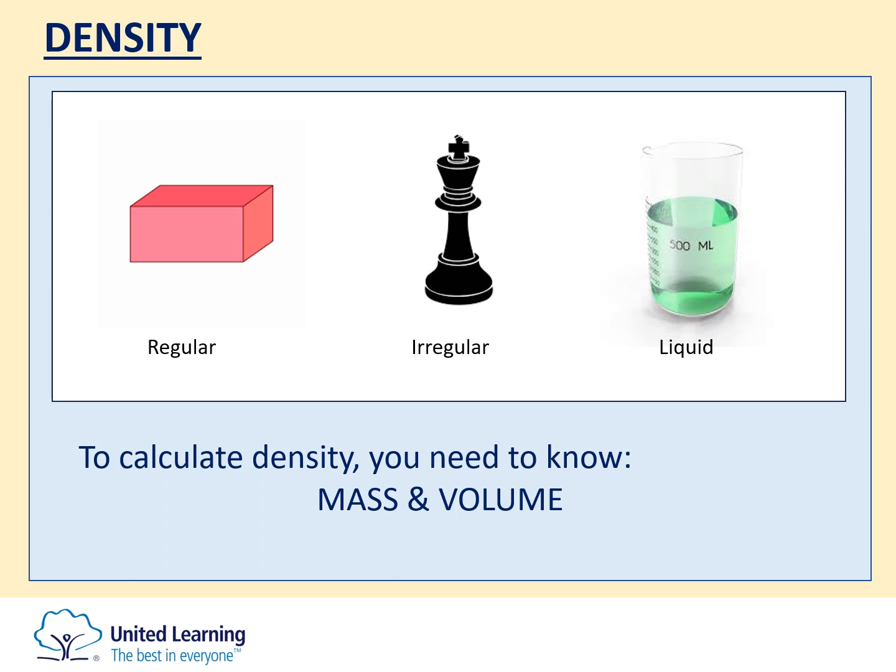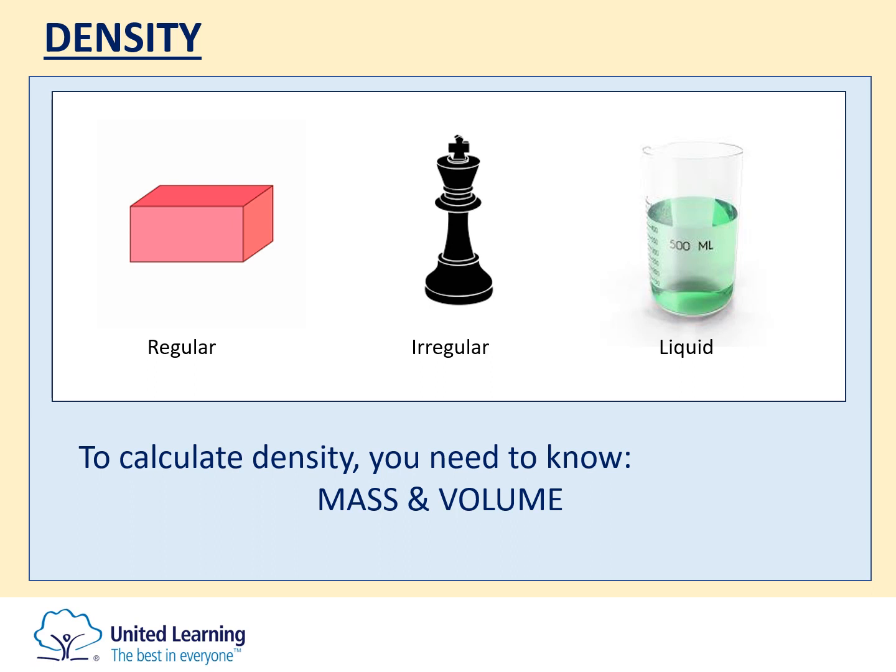Now, in order to do any of those things, you do need to know the mass of the object and its volume. And describing how to measure those things will be part of the method. So for all of these things, the piece of equipment that you need to use to measure the mass is a set of scales, otherwise known as a top-pan balance.